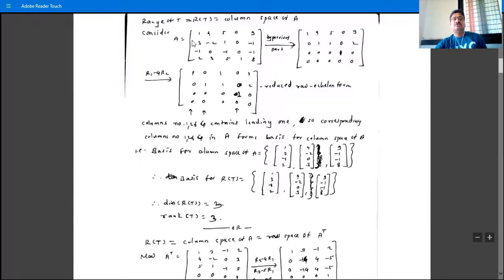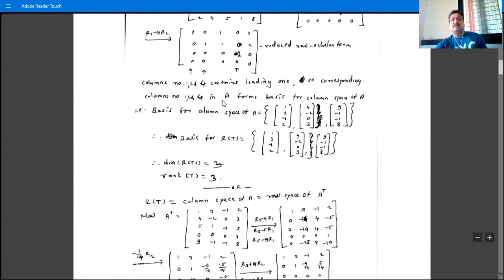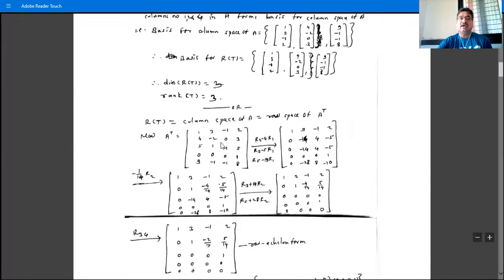That is, write the first row as the first column, the second row as the second column, the third row as the third column, and the fourth row of the matrix A as the fourth column of A transpose. So this is A transpose. Let's interchange the rows and columns. So this is the A transpose.